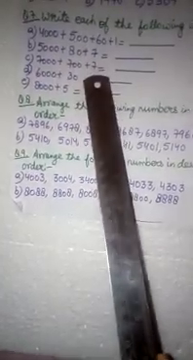D. 6000 plus 30. This will be 6030 because there is no digit at hundreds place and ones place. E. 8000 plus 5. 8005 because there are no numbers at hundreds and tens place.